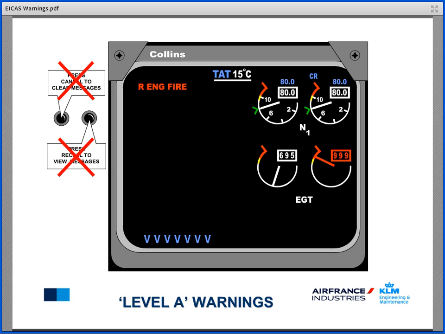You'll notice the red cross in front of the cancel and recall. This is because you cannot cancel a level A warning. It is there until the problem has been dealt with, until he's shut the engine down and put the fire bottles into it, etc. So that alert is going to stay there. It will not clear off the display. Level B and level C's can still be cleared, but only the level A's will be there permanently.